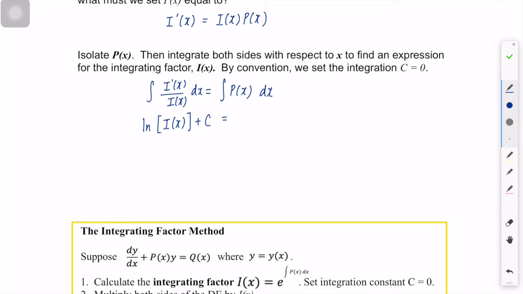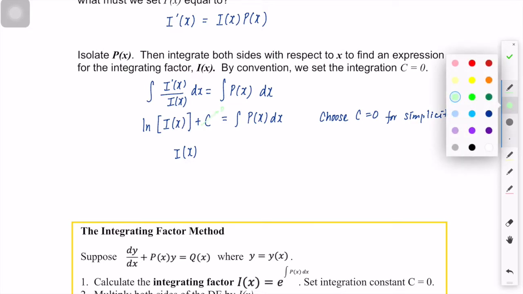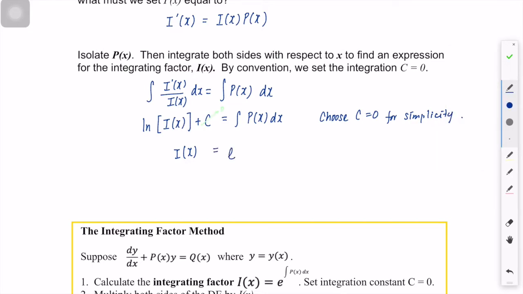And on the right hand side, I can keep it as the integral of p of x dx. We're going to choose c equals 0 for simplicity. Which means that I of x, if I need to isolate that, remember c is basically 0, is then e to the power of the integral of p of x dx.